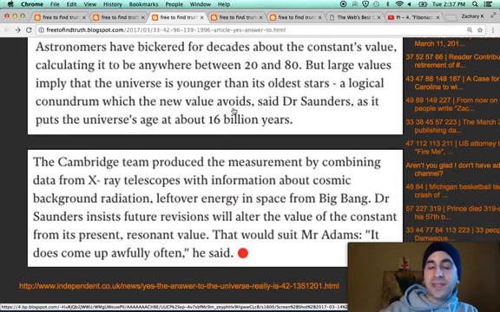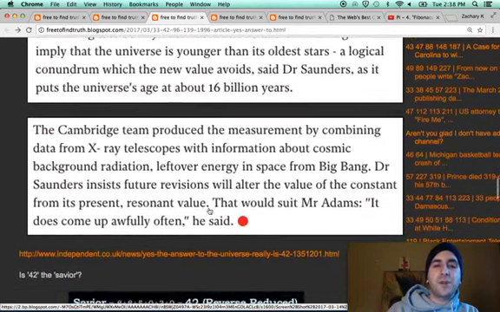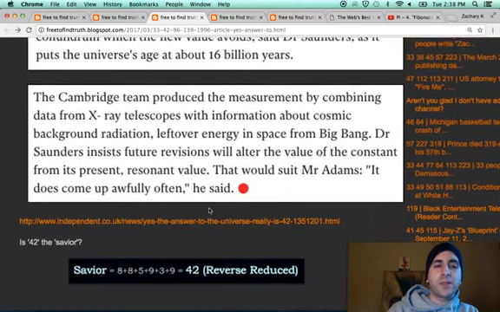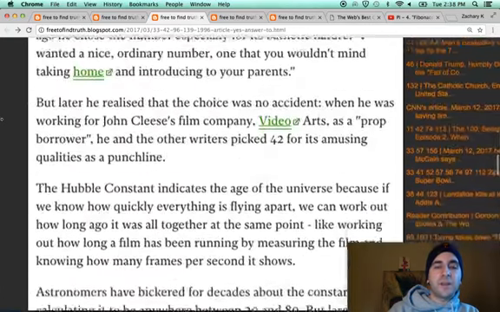Remember that number 16? It has gematria of 42. The Cambridge team produced the measurement by combining data from X-ray telescopes with information about cosmic background radiation, leftover energy in space from Big Bang, which has gematria of 42. Dr. Saunders insists future revisions will alter the value of the constant from its present resonant value that would suit Mr. Adams. "It does come up awfully often," he said.